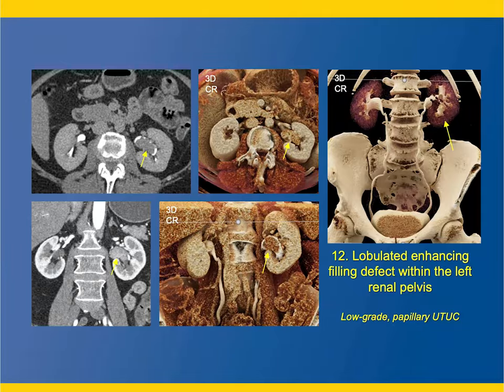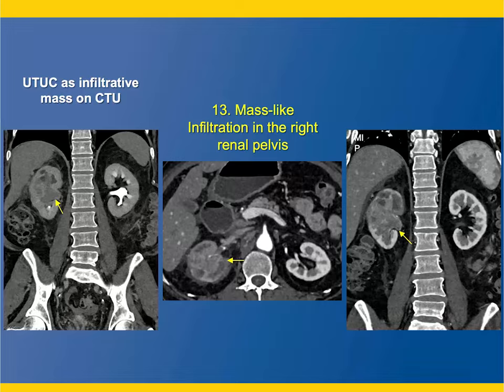Another case, lobulated mass in the left renal pelvis. You can see it from the excretory phase. You can see the soft tissue mass on the arterial phase and coronal, and the cinematic rendering shows it very nicely as well. This ended up being on cytology a low-grade tumor, but there's no way I could tell that from looking at the CT scan.